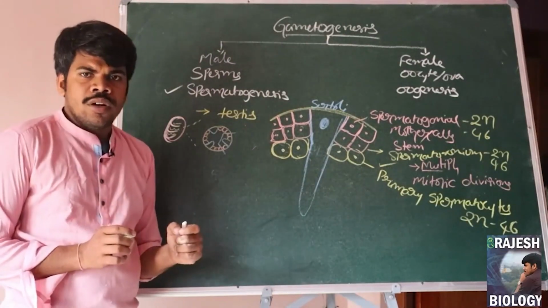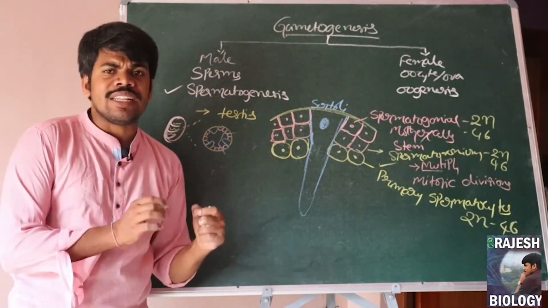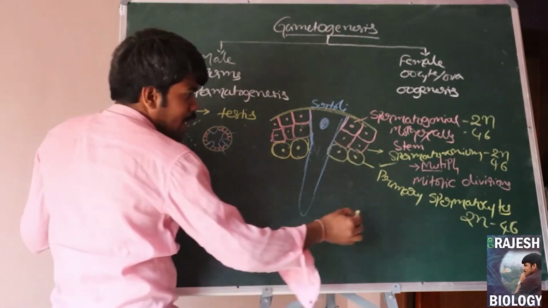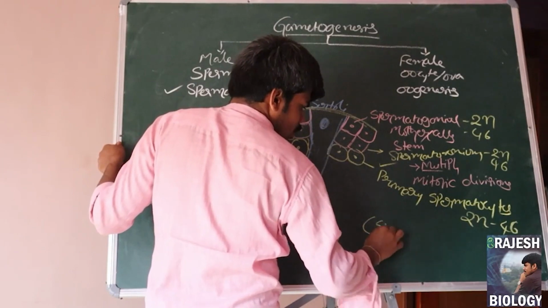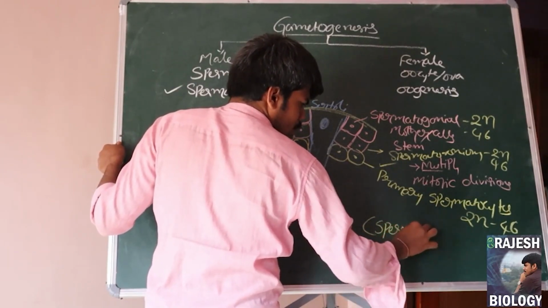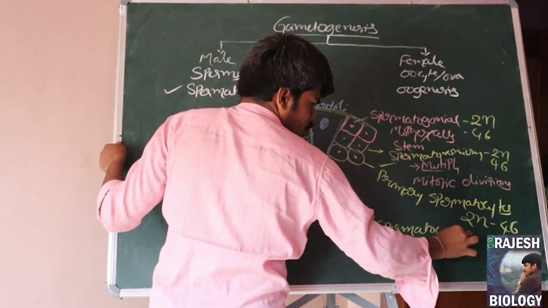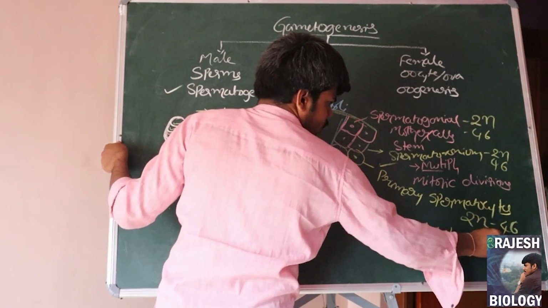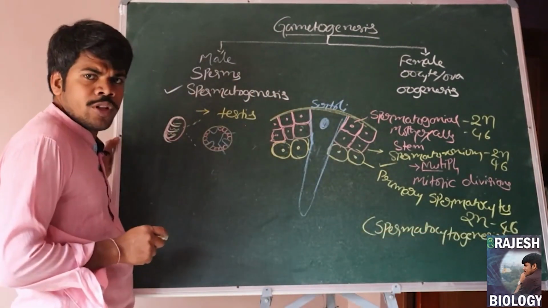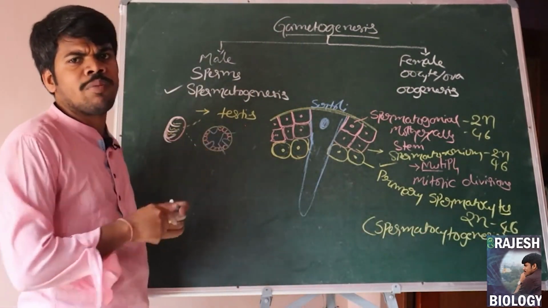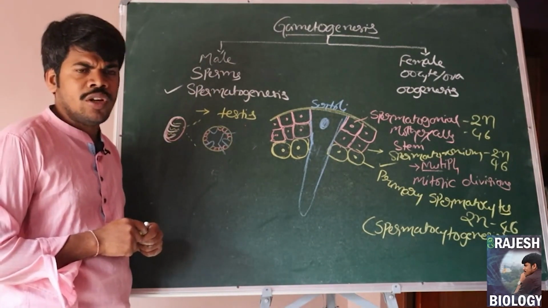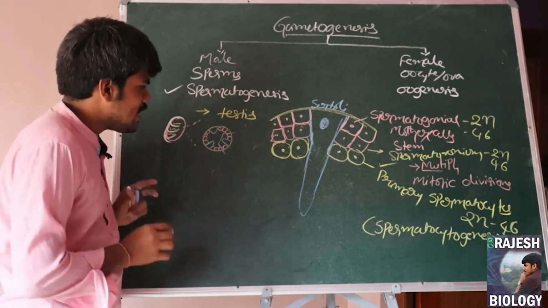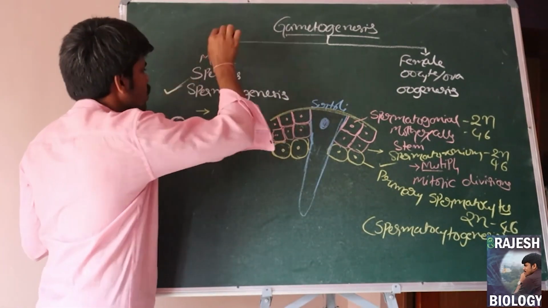Now the process of spermatogenesis is going to start. And this process is called what? Spermatocytogenesis. Of course, it is not mentioned in the NCERT or in the board, but if you want to know this process, you can know it like this. Spermatocytogenesis is the process of formation of primary spermatocytes. It is a part of spermatogenesis.